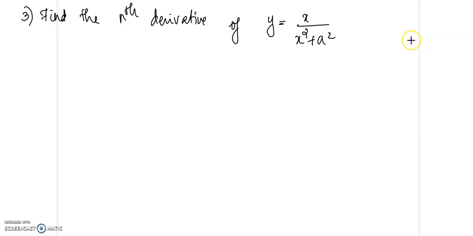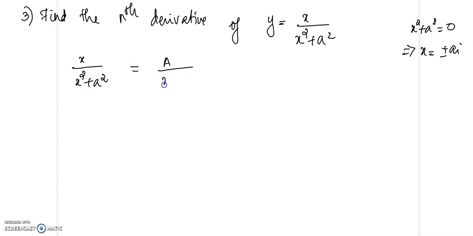Now let us look at a problem where, when you reduce to partial fractions, you will have complex roots. So you have x by x square plus a square. When you take x square plus a square equal to 0, that will give x equal to plus or minus ia. So this will be in the form a by x plus ia plus b by x minus ia.